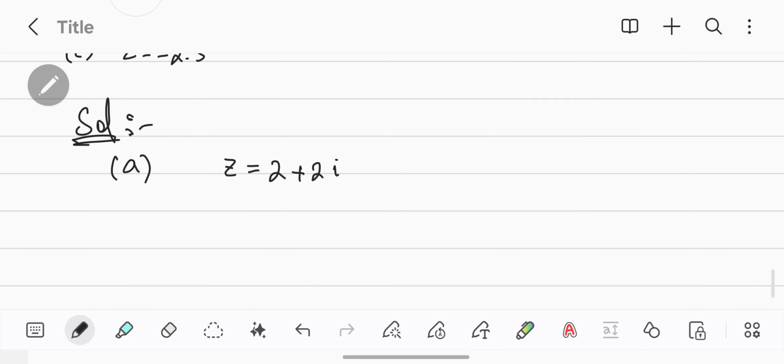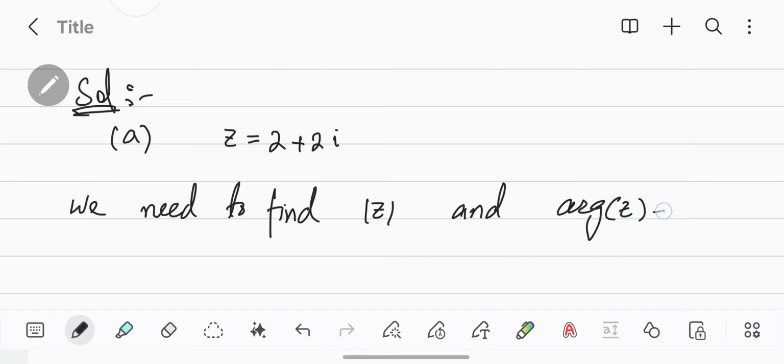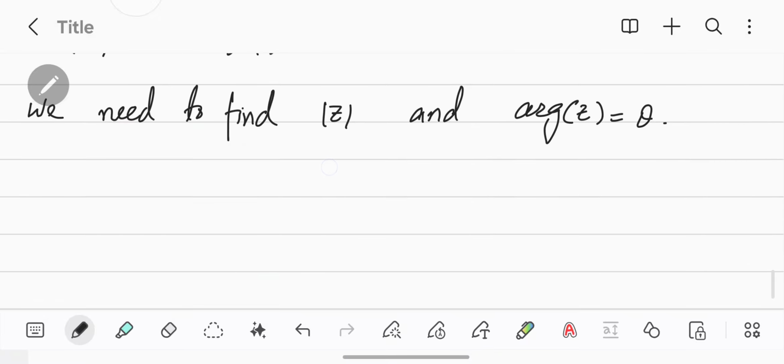In order to find the trigonometric form of Z, we will need to find first the modulus of Z and the argument of Z. Argument of Z is usually denoted by theta. So these two things are needed to find the trigonometric form.